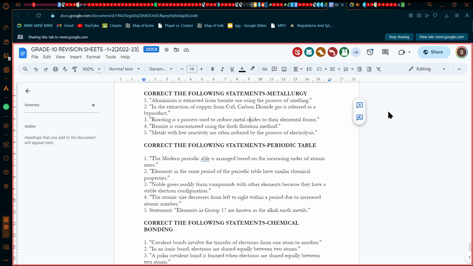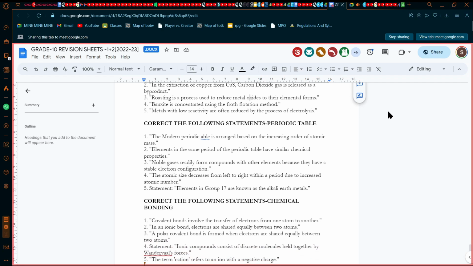Na and Al2O3, alumina, and water. Metals with low reactivity are often reduced by the process of heating. Thermal dissociation.